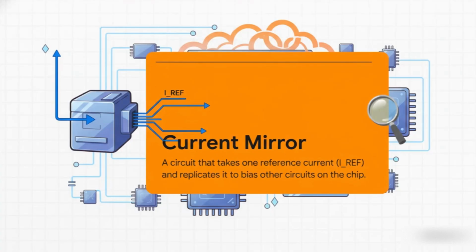And that elegant solution is a genius little circuit called the current mirror. The idea is brilliant. Think of it like a photocopier, but instead of paper, it copies electrical current. You create one super precise master reference current, and then the circuit just cranks out as many perfect copies as you need to power everything else on the chip.